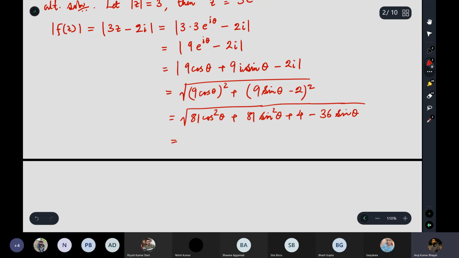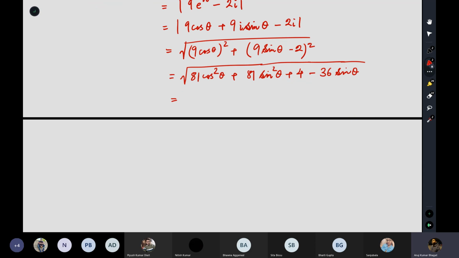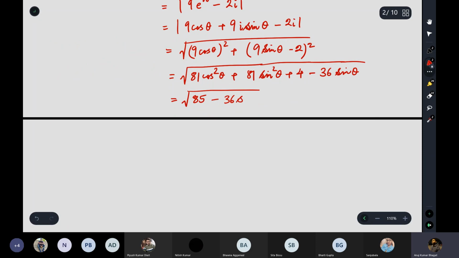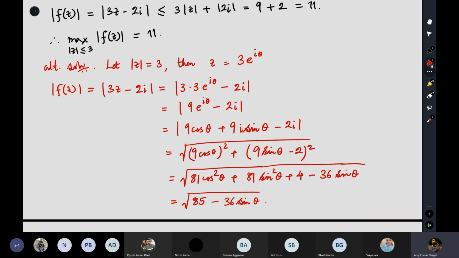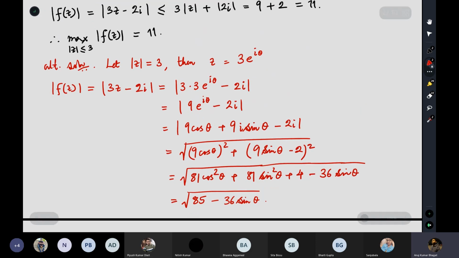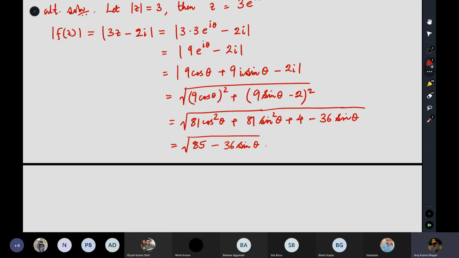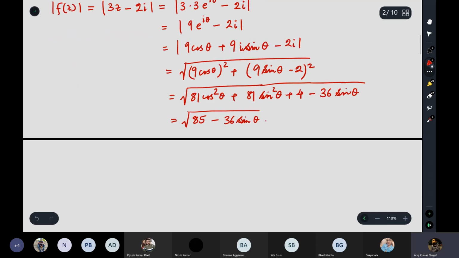So the first two terms will become 1, right? Because cos square theta plus sin square theta is 1. If I take 81 common, so 81 plus 4 is 85. So 85 minus 36 sin theta. If you see this, modulus of f(z) is the same as square root of 85 minus 36 sin theta, and you have to maximize this quantity for theta. So when is this maximum?